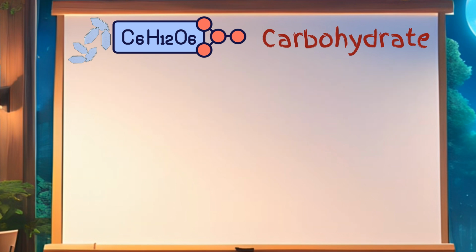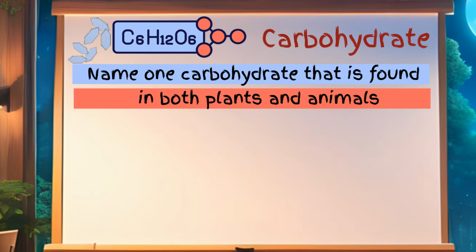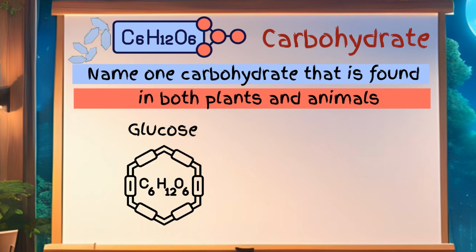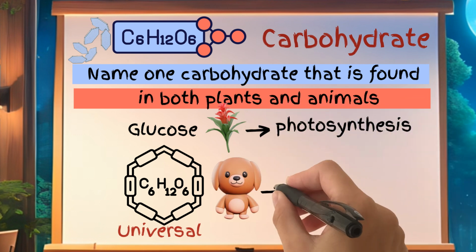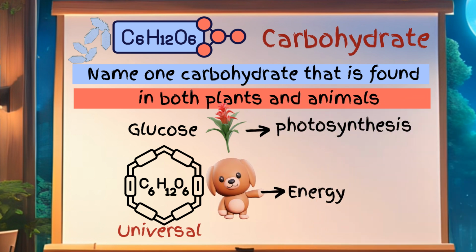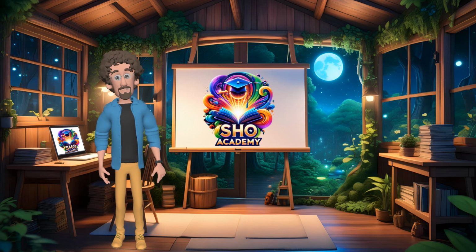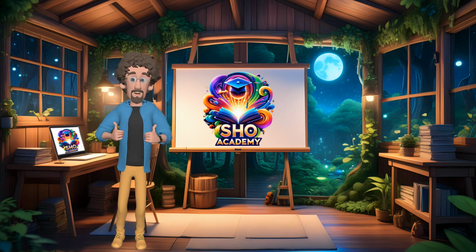Second question, name 1 carbohydrate that is found in both plants and animals. The answer is glucose. Glucose is universal. Plants make it during photosynthesis, and animals use it for energy. It's dissolved in blood, delivered to cells, and fuels respiration. It's the core molecule in both kingdoms. Okay, at the end, I think you've caught the message.